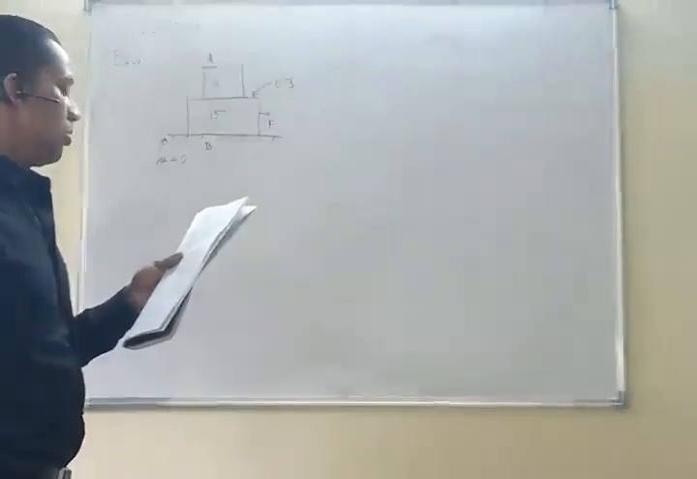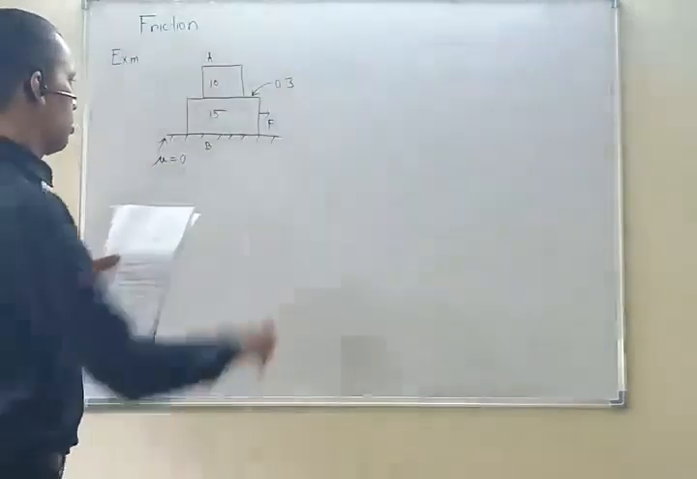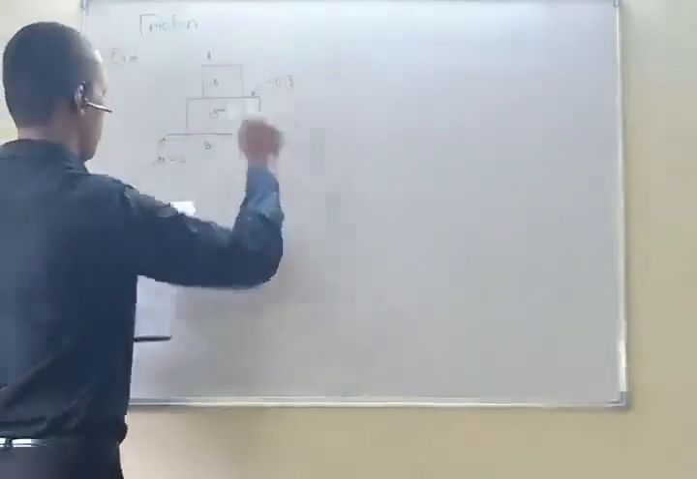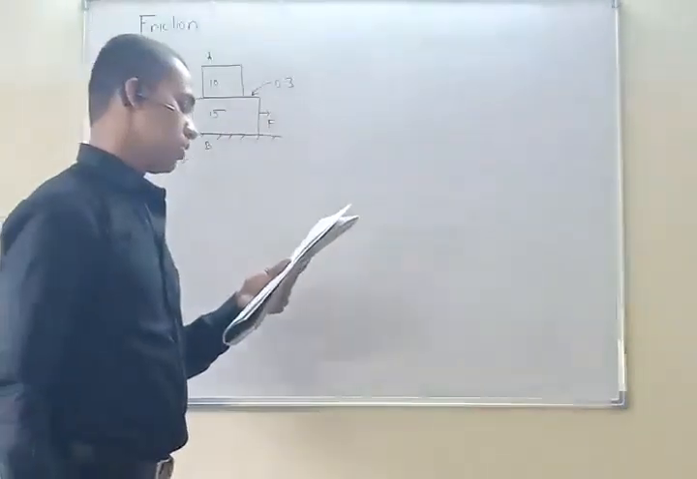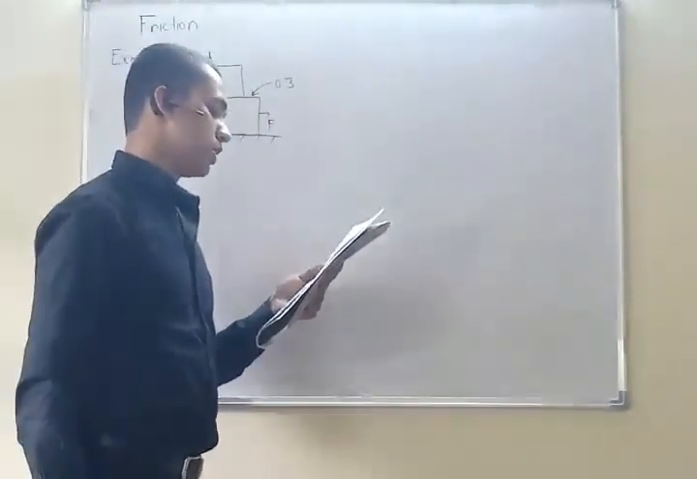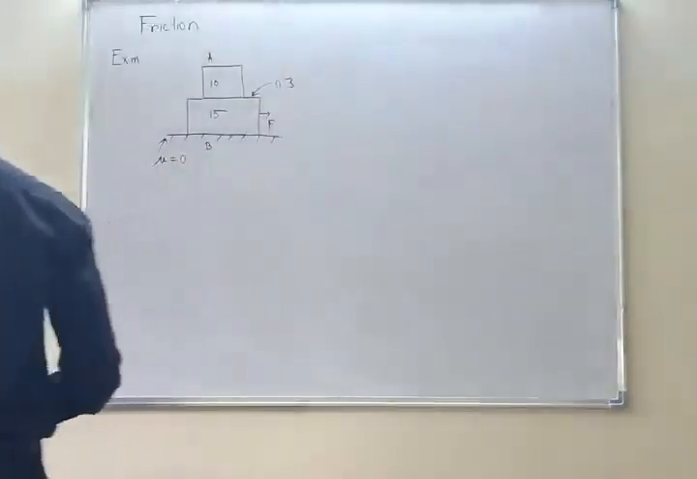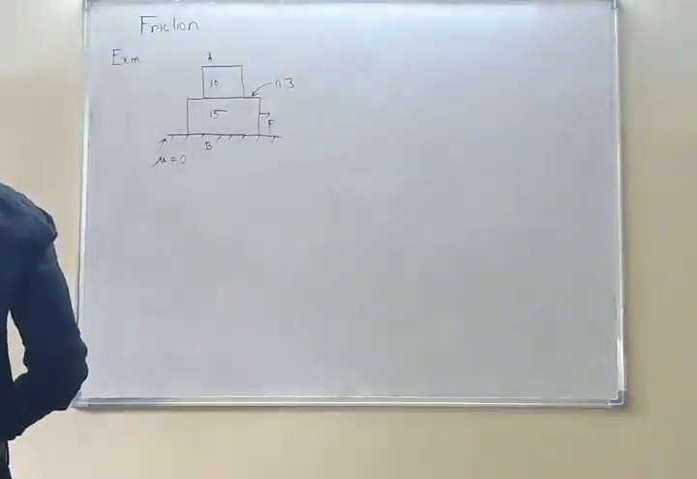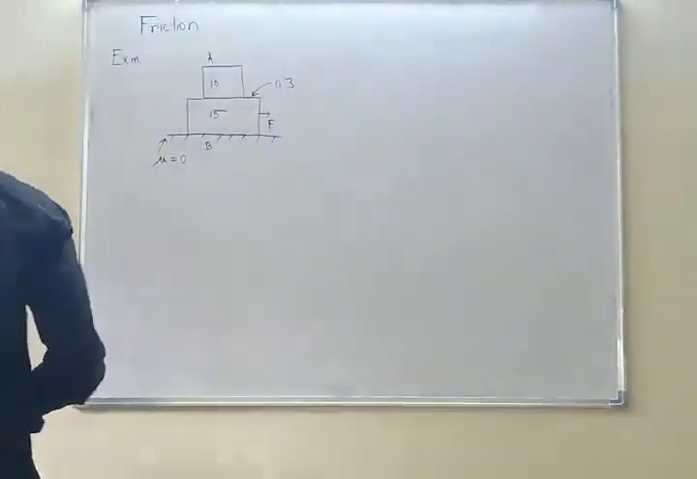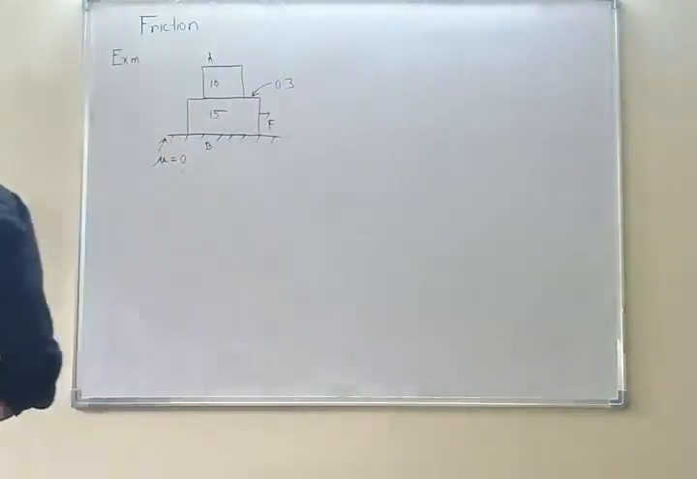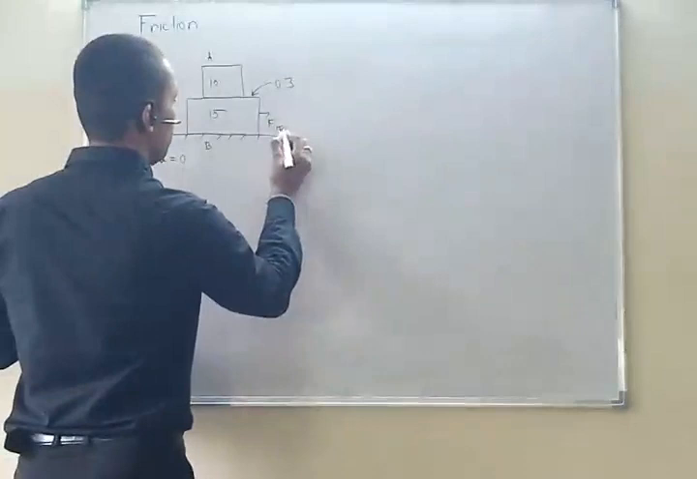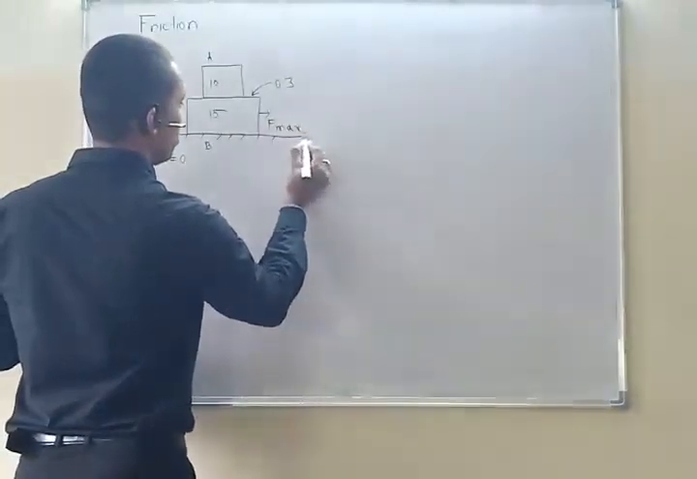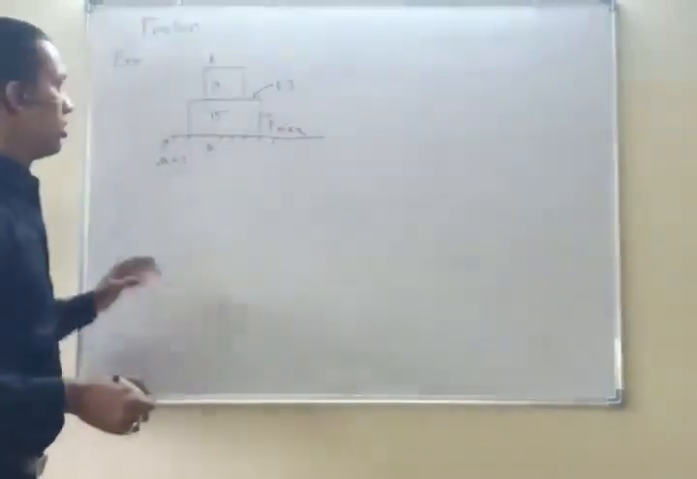Block B is pulled with a force F. Find the maximum value of F for which both blocks will move together. So how to solve this kind of question? He has asked what is the F max for which the blocks will move together.